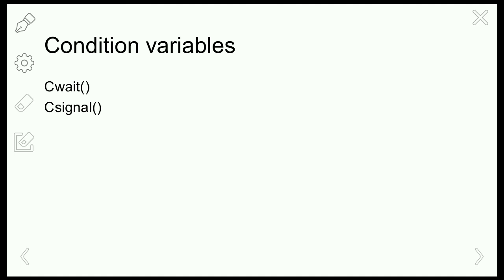The C wait and C signal. So these are the two condition variables used for the monitors. So it is similar to the down and up operations of the semaphore. Okay, so C wait, it will suspend the execution of the calling process on condition C. The monitor is now available for use by another process.